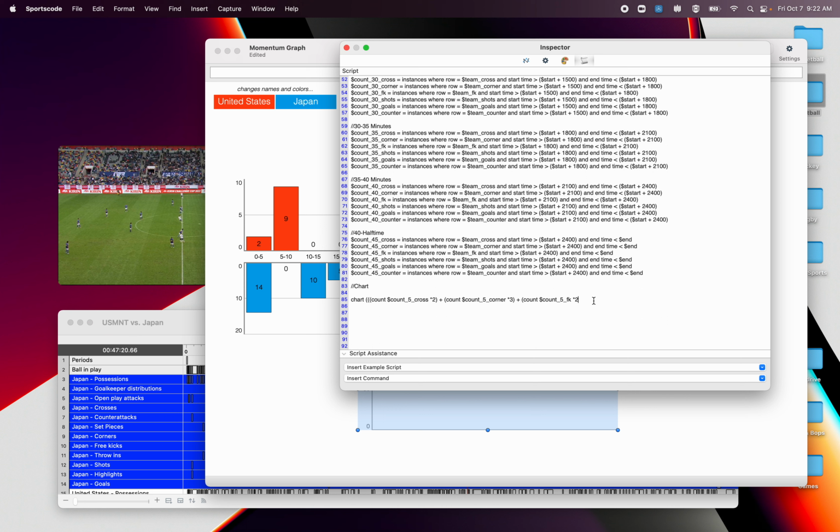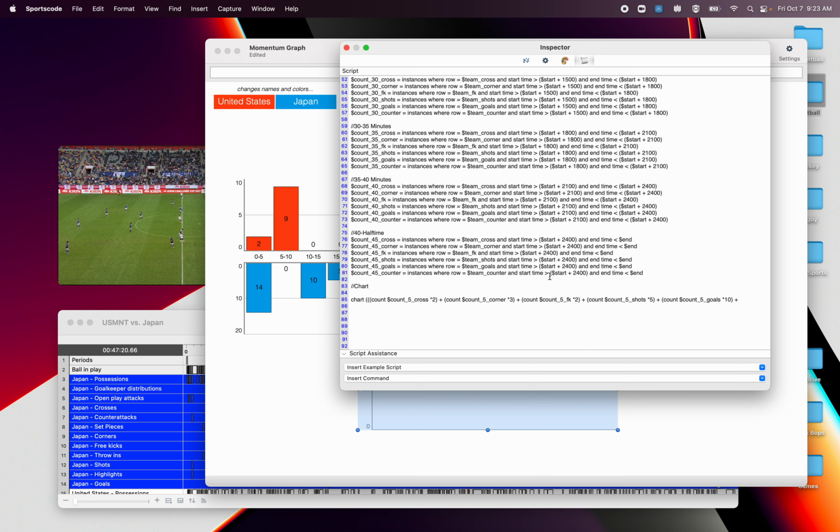Make sure I put those in a bracket, plus, now the next one's going to be shots. I'm just going to copy and paste that here, shots. This is going to be a long line of script, as you can probably already tell. 5. Again, that's only because I'm counting so many different events within these time periods. Goals. And those were worth 10 points.